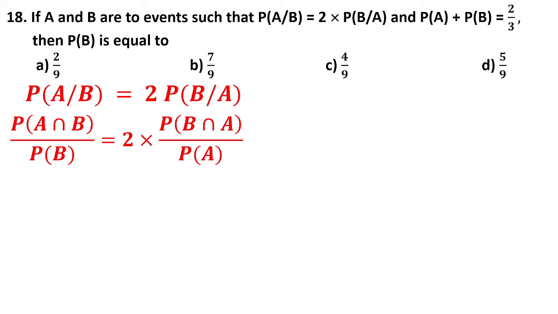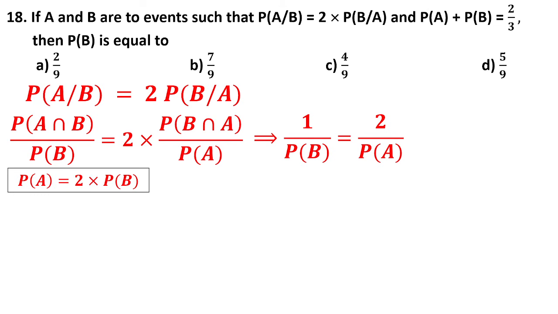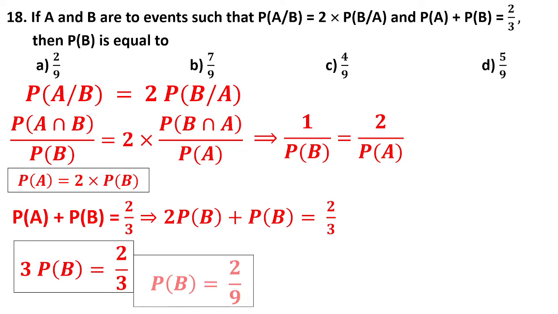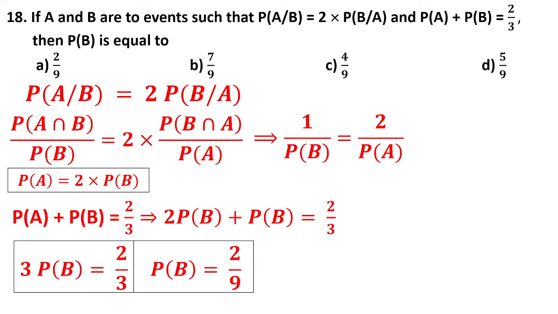Now, P of A intersection B will get cancelled, and I am getting the connection between P of A and P of B as P of A is 2 times P of B. Now, go to the equation which they have given: P of A plus P of B is 2 by 3. Substitute over there and get the value of P of B as 2 by 9, which is option A.